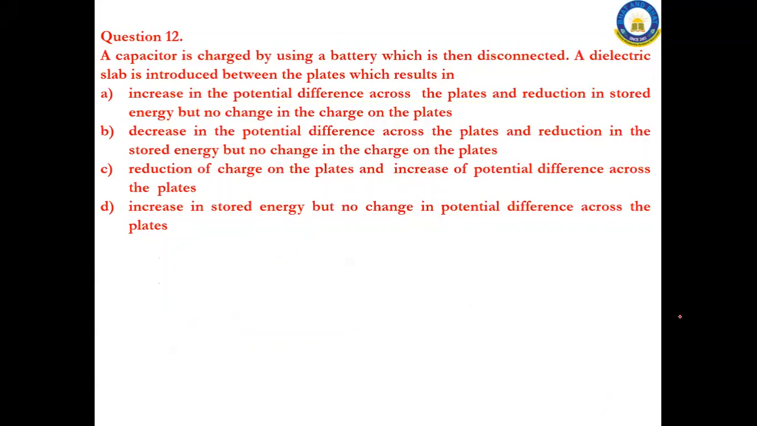Okay, so a capacitor is charged by using a battery which is then disconnected. A dielectric slab is introduced between the plates, which results in... In discussing the synopsis, I've told this: when a dielectric medium is introduced between the plates of the capacitor, what happens to the potential and the stored energy? If you just remember, they all decrease by an amount 1 by k. Keeping that in mind, you read all the options one by one and see which one is correct.